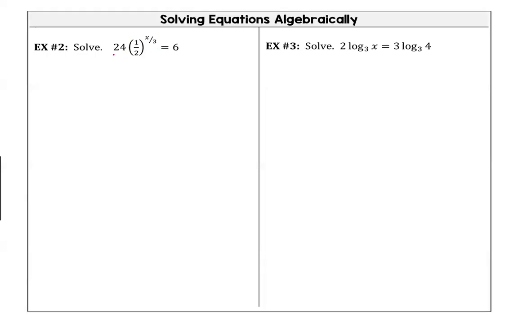What do I need to do to isolate this? I want this by itself. Who needs to go away? It's being multiplied. So what do I need to do? Divide. So we're going to divide both sides by 24. And we're going to be left with (1/2) to the x over 3 equals 1 over 4. Is that fair to say?